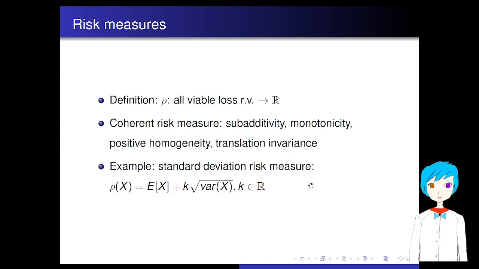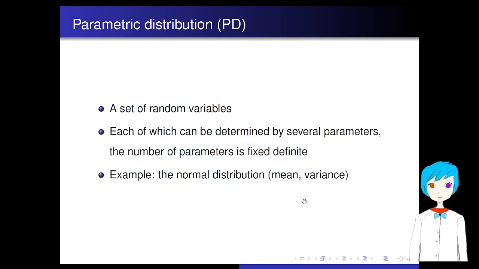We have a very special class of random variables called the parametric distribution, PD. It's composed of a set of random variables, each of which can be determined by several parameters, and the number of parameters is fixed. So instead of identifying the whole distribution, we can get the distribution of each random variable in that set by several parameters. An example would be the normal distribution, where we only need to determine the mean and the variance of each random variable to get the whole probability density distribution.